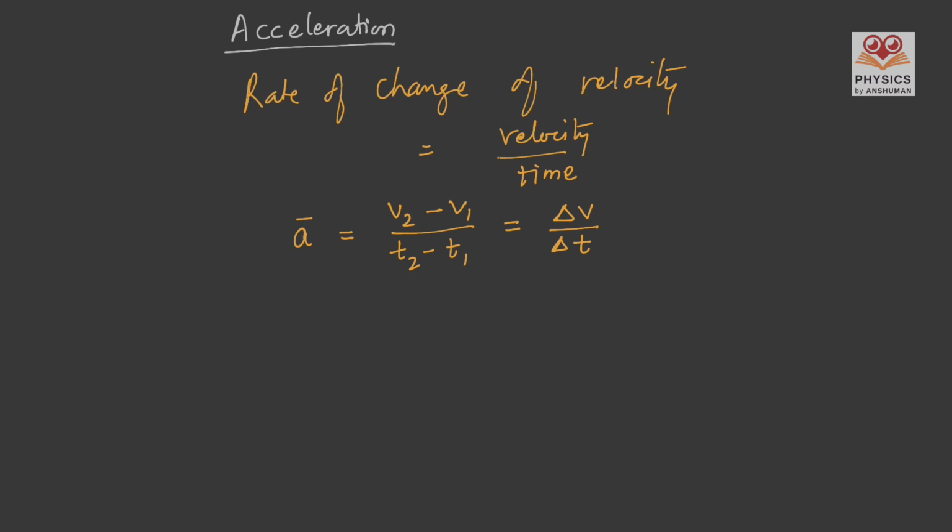For that, we will do the same thing that we have done with the velocity. So if we have to find a, that is the instantaneous acceleration or simply acceleration, we have to take the limit of delta t going to 0, and then the ratio delta v by delta t, which you can write as dv by dt, and this ratio is called the acceleration.